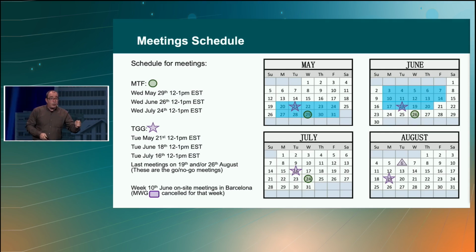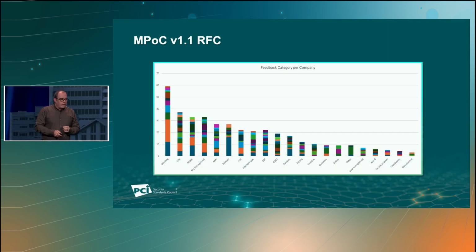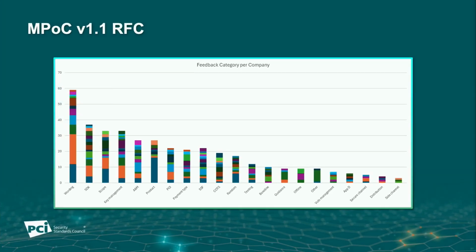A stable version of MPoC 1.1 was then provided back to some of these participants to validate that it was hitting the mark, it was correct, it was something that needed to be released in that form. The RFC itself was very successful. We had about 400 items of feedback. Once again, this is in addition to the meetings that we ran at the same time.